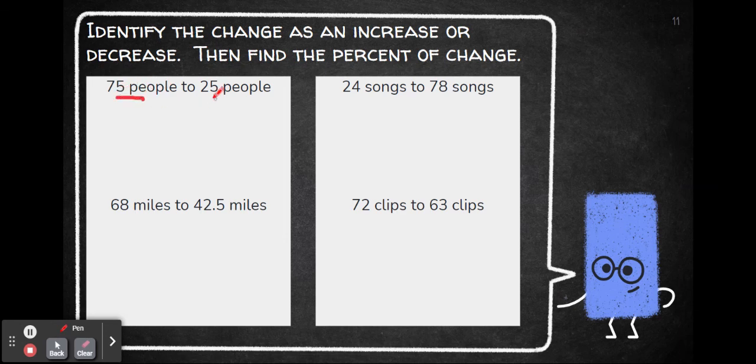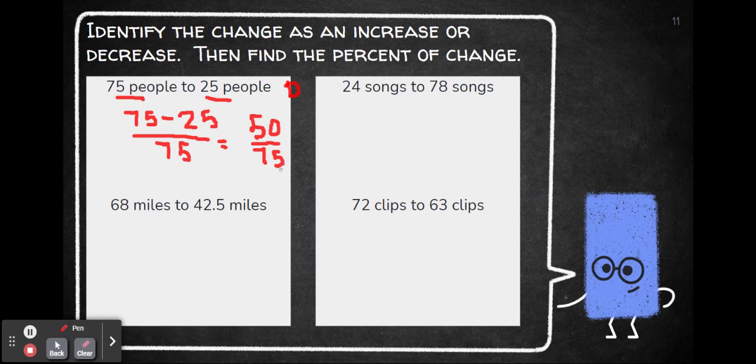Since it's 75 to 25, this would be a decrease, and our formula can always be thought of as the greater amount minus the smaller amount. So 75 minus 25 all over the original amount. So you should wonder, okay, what is the original amount? That is what I'll put into the denominator. At this point, we'll subtract and then divide. 75 minus 25 is 50, all over 75. You can use your calculator if you need to.